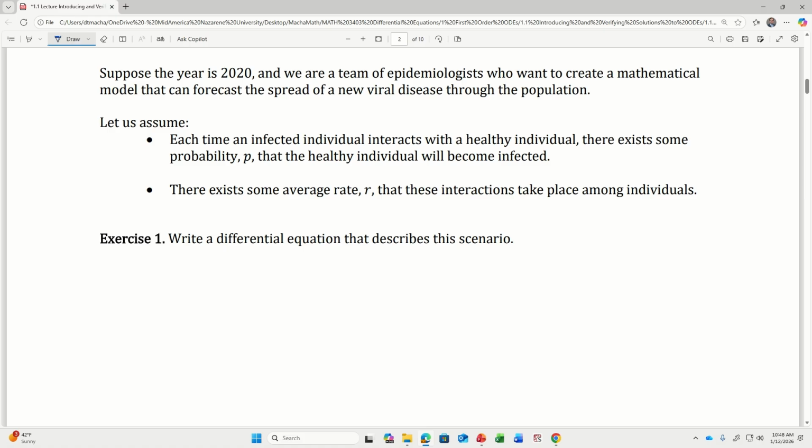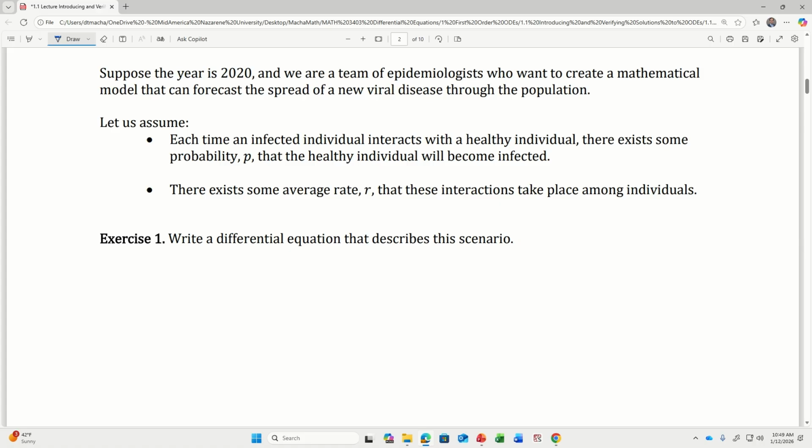And we're not going to make a math model to the level of accuracy that they use in professional life, but I want to make a model that can illustrate the usefulness of differential equations. So we're going to assume that every single time that an infected individual interacts with a healthy individual, there's going to be some probability that they're going to pass the virus, and that the healthy individual is going to become an infected individual. And there's going to be some average rate that these interactions take place. That's a big simplifying assumption because not everybody interacts with people at the same rate.